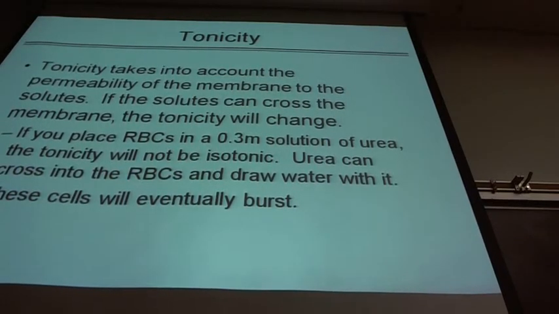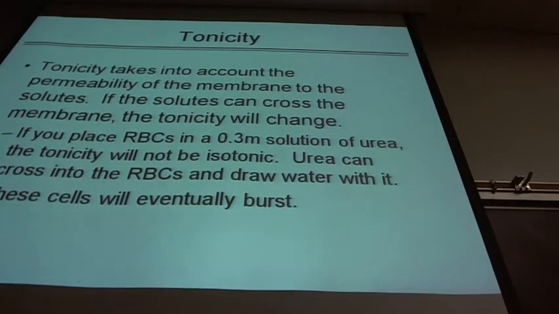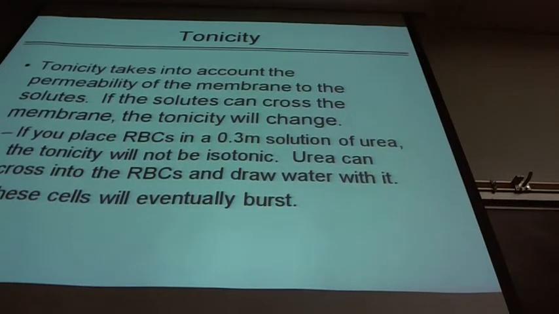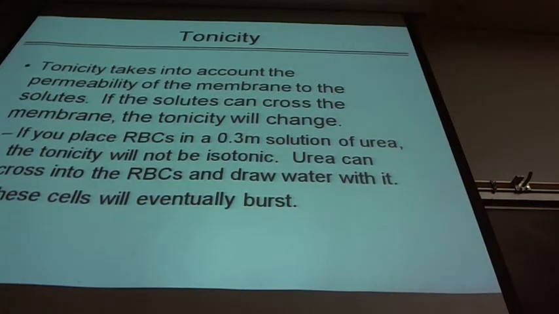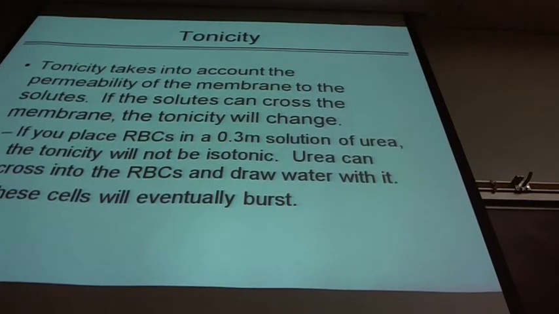Tonicity takes into account the membrane. If the solutes can cross, the tonicity changes. If you put an RBC in 0.3 molar urea, the tonicity will not be isotonic. The inside of the cell is 0.3, but urea can cross right into the red cells, and as it crosses in, we're going to draw water with it, like you saw in that one slide. The cells will eventually burst.